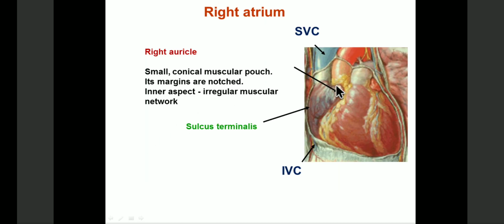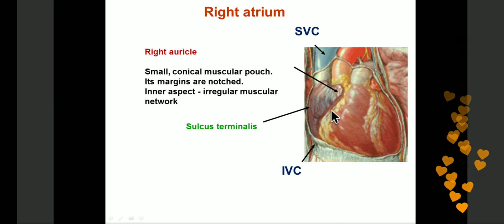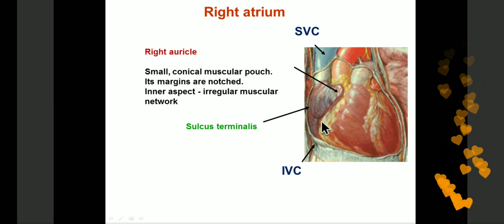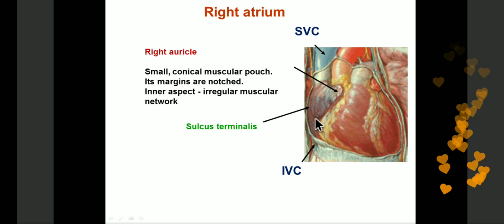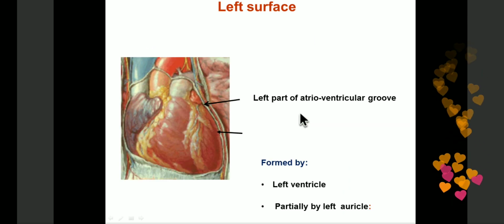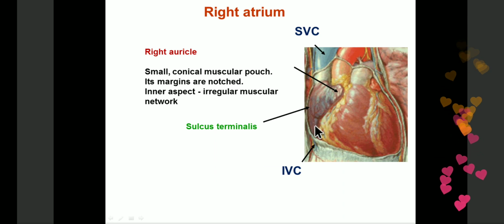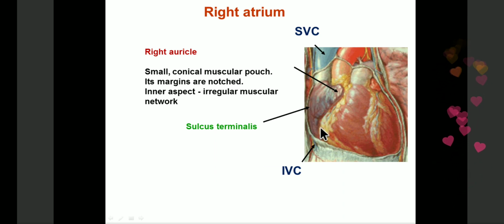On the right atrium, what you can see is a small conical muscular projection whose margins are quite notched. It is the appendage of the right atrium, which is called the right auricle. On the inner aspect of this is the regular muscular network.